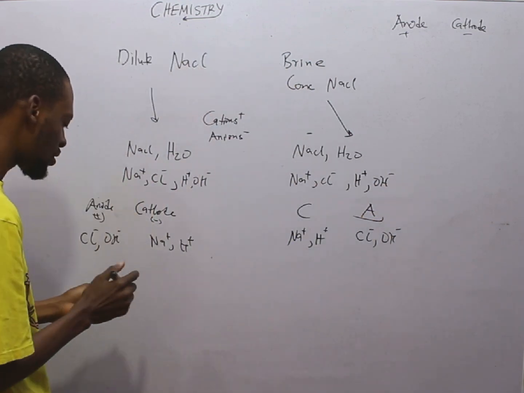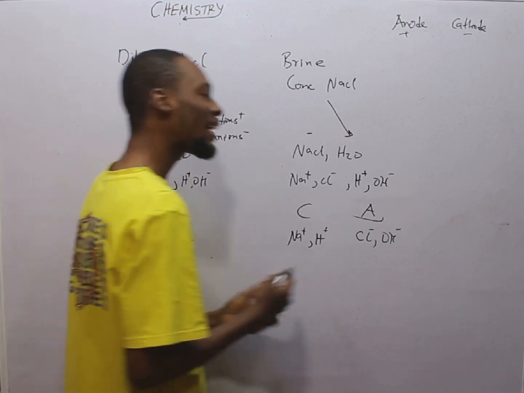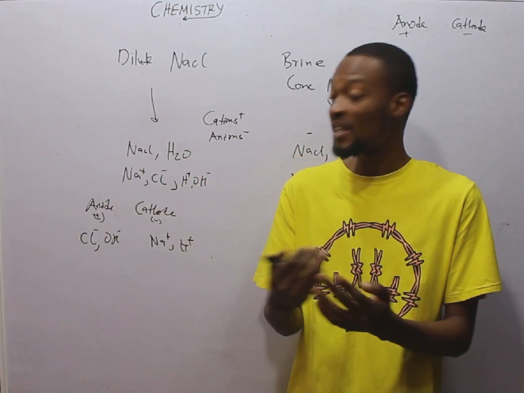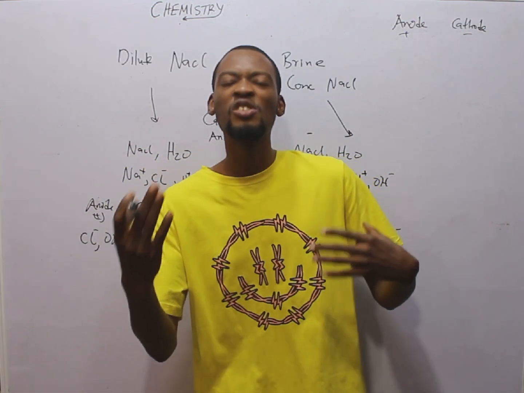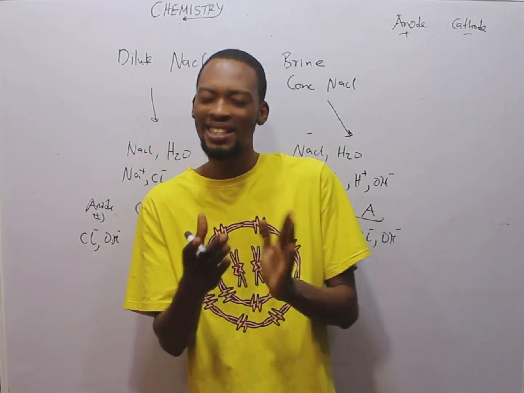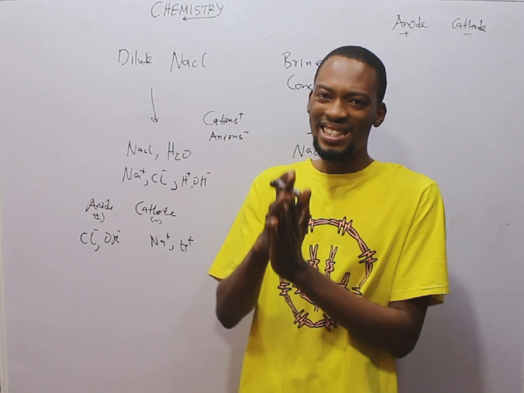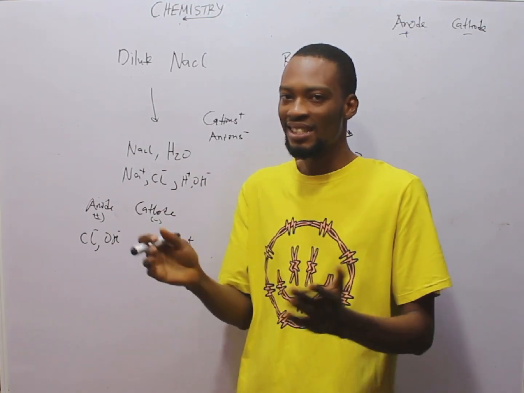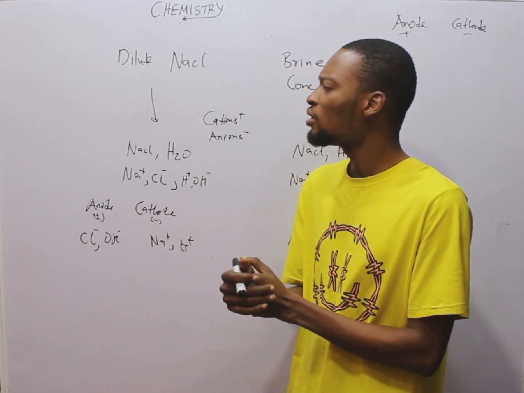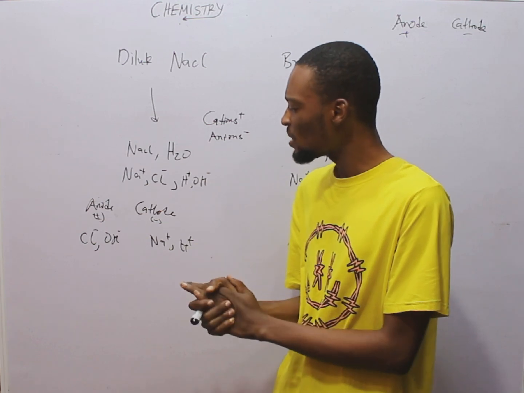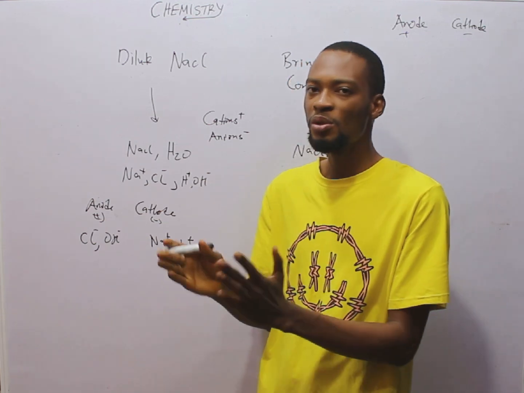Now what happens? When more than one ion migrates to the electrode, anode or cathode, there is something referred to as discharge, preferential discharge. Both of them cannot be discharged or deposited. The one that is discharged is also the one that is deposited. So the one that will be discharged or deposited depends on the position in the electrochemical series.